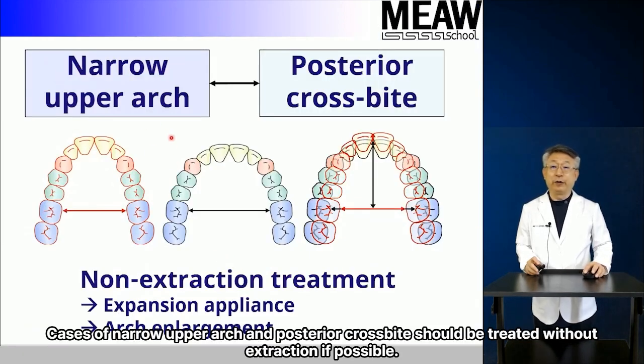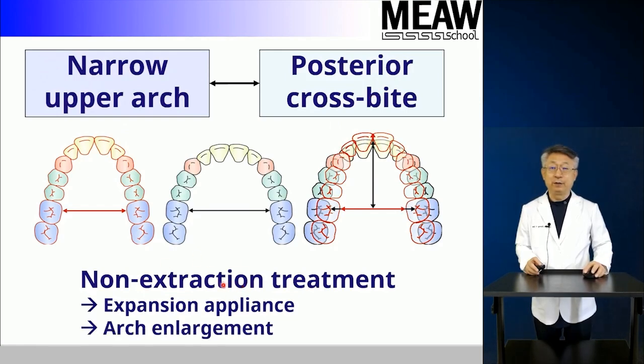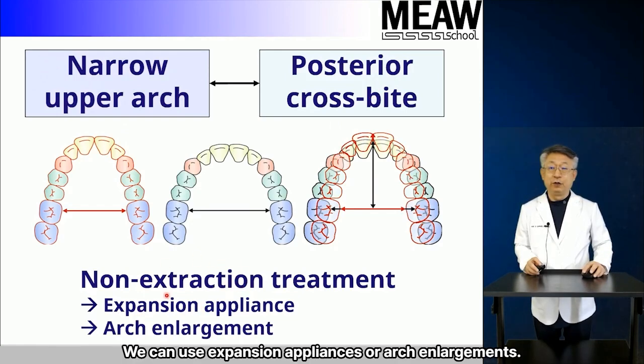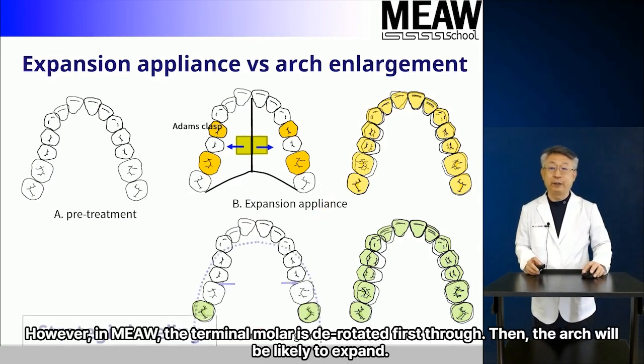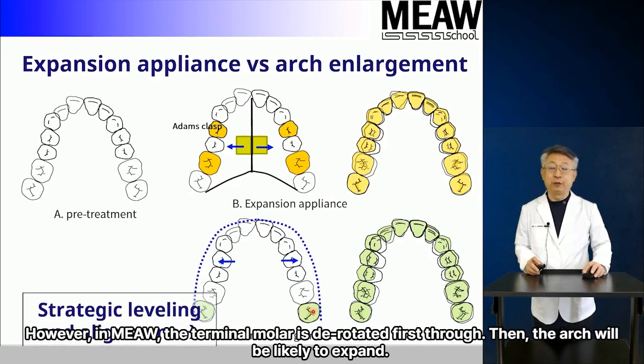Cases of narrow upper arch and posterior crossbite should be treated without extraction if possible. We can use expansion appliances or arch enlargements. Many people use expansion appliances. However, in Mio, the terminal molar is derotated first. Then, the arch will be likely to expand.